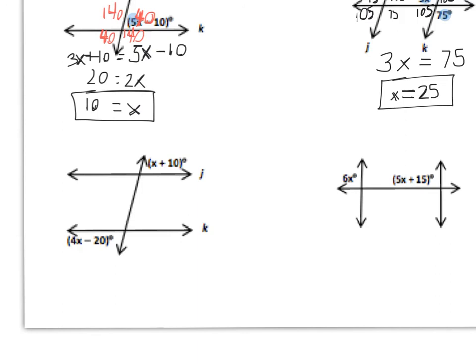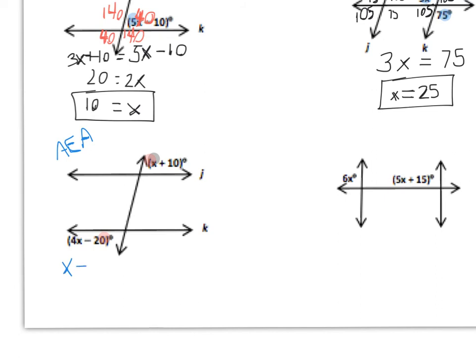First thing you do is determine the angle relationship. If I put dots on my angles, what's the angle relationship? Well, they're alternate exterior angles. So what do I know about alternate exterior angles? Well, they're congruent. So what's my equation going to look like?